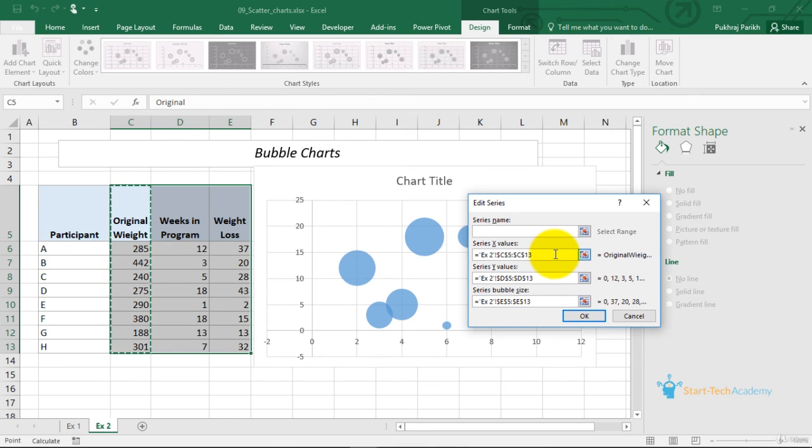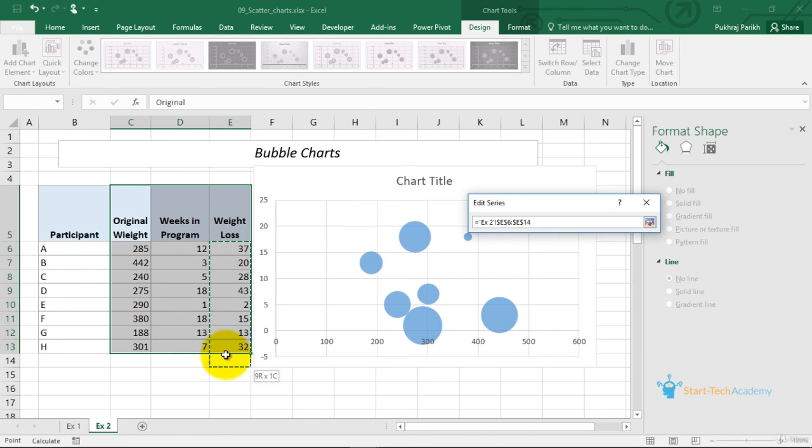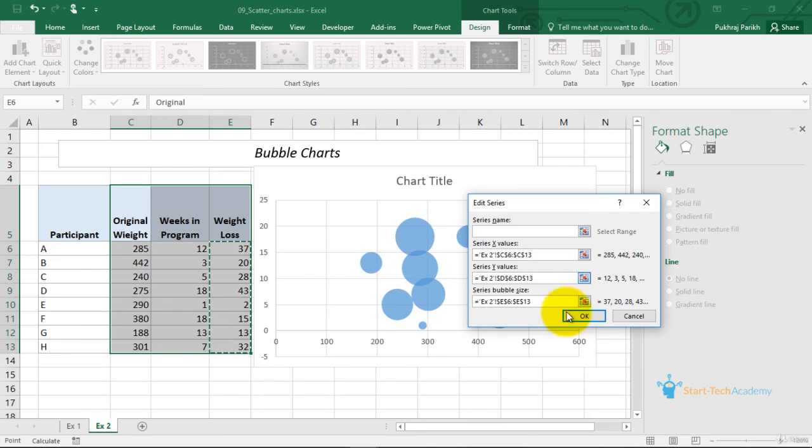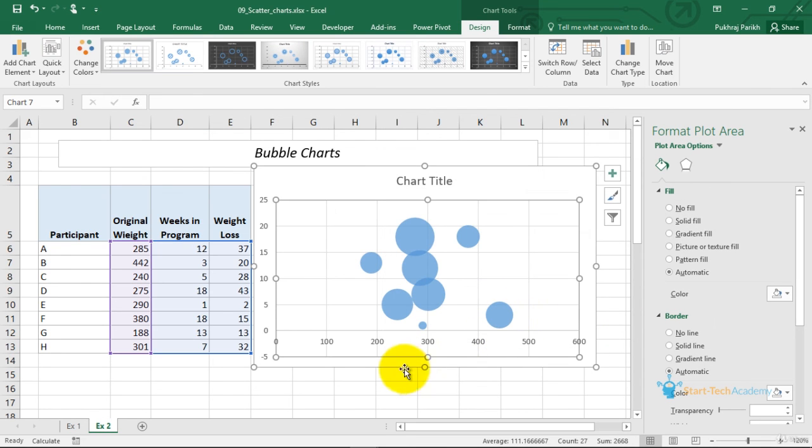The x value series is the original weight series, the y value series is weeks in program, and the bubble radius will be this one. Okay, and it will automatically decide what the horizontal axis labels should be. You can click on OK, and this is the bubble chart that we wanted to create.